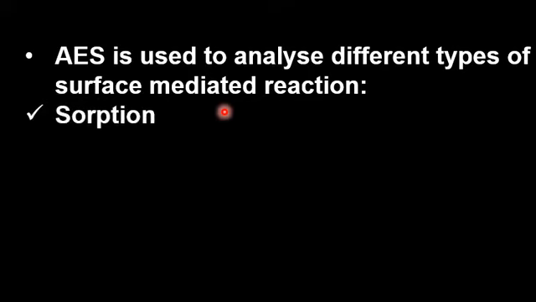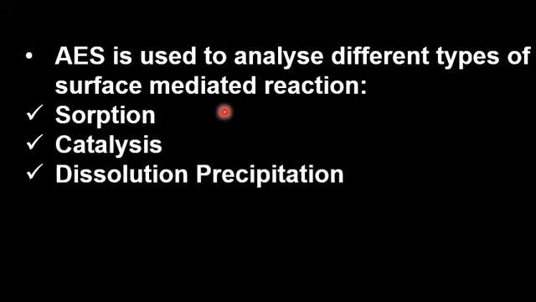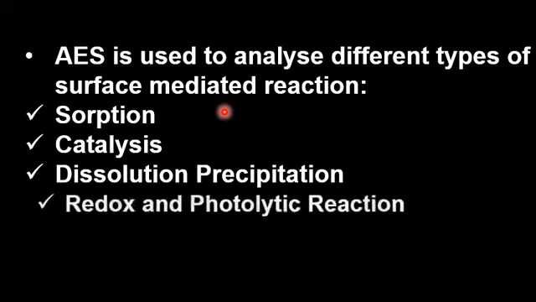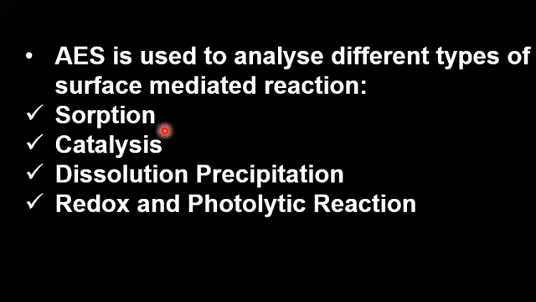Some of the common chemical reactions which can be determined by Auger electron spectroscopy are sorptions, physical and chemical sorptions, catalysis. Auger electron spectroscopy can also determine dissolution precipitation. Auger electron spectroscopy can also determine the redox and photocatalytic reaction taking place on the surface of the material.